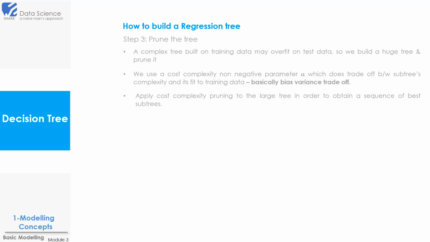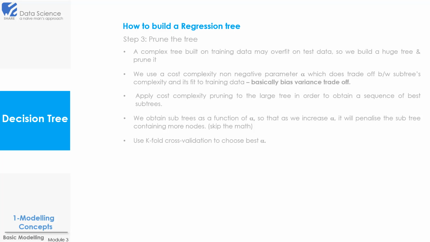Then we apply cost complexity pruning to the large tree in order to obtain a sequence of best subtrees. We obtain subtrees as a function of alpha, so that as we increase alpha, it will penalize the subtree containing more nodes. Now you can just skip the math and understand the process. We will not be doing this manually anyway, and R will be taking care of all this, but I am just giving you the background of how things work behind the scenes.